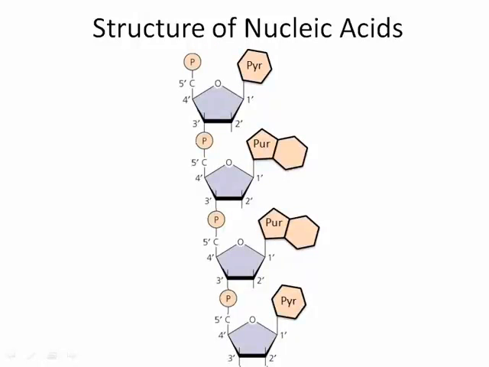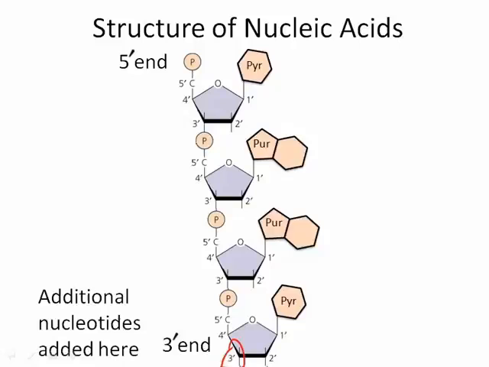Because the beginning end of a nucleic acid has a phosphate on a 5' carbon, this end is called the 5' end. The other end of the nucleic acid is the 3' end. New nucleotides are only added at a 3' end.